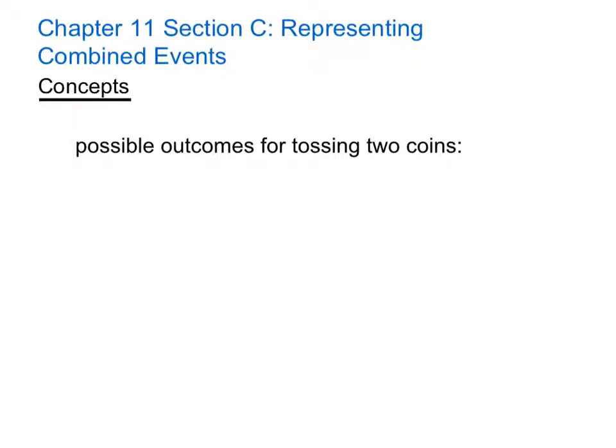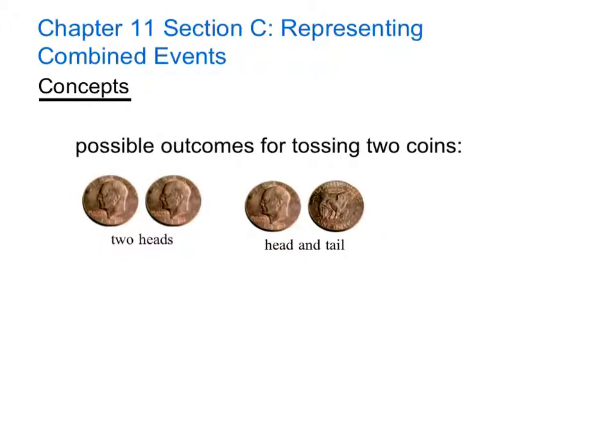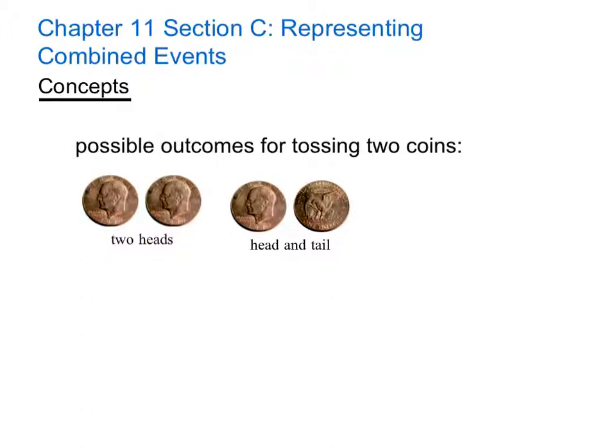In this video, we'll be looking at Chapter 11, Section C, on representing combined events. Let's consider all the possible outcomes for tossing two coins. First, we could get heads-heads. We could also get heads-tails. We could also get tails-heads. And we could get tails-tails.